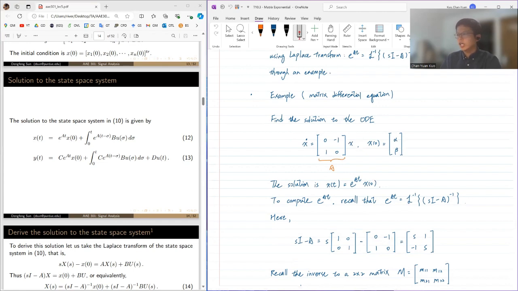Recall that e to the A times t is equal to the inverse Laplace transform of the inverse of sI minus A. So to compute the matrix exponential, we first need to find the inverse of sI minus A. Then we compute the inverse Laplace transform of it to get e to the A times t. And here, A is the matrix 0, -1, 1, and 0. So sI minus A is given by the matrix s, 1, -1, and s.